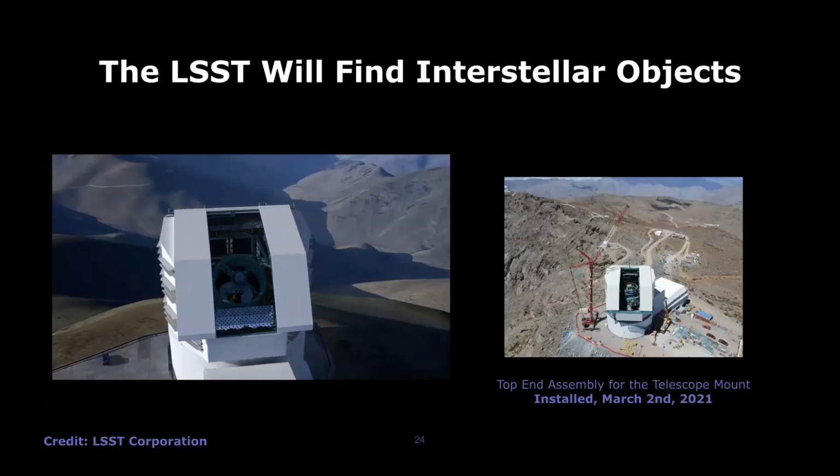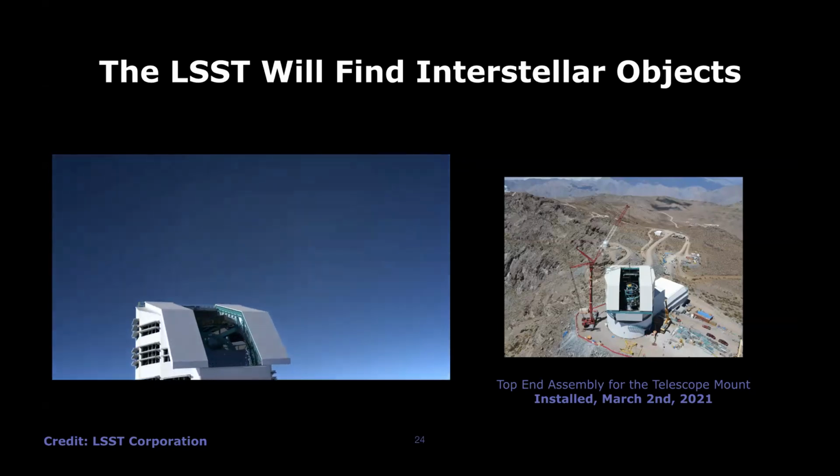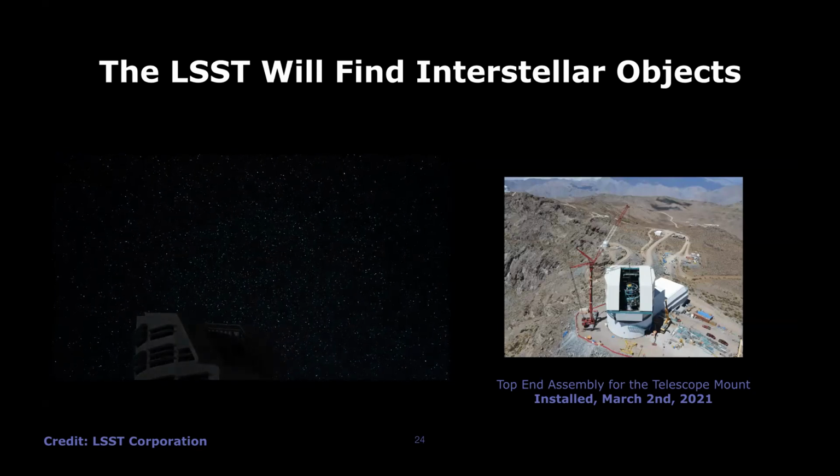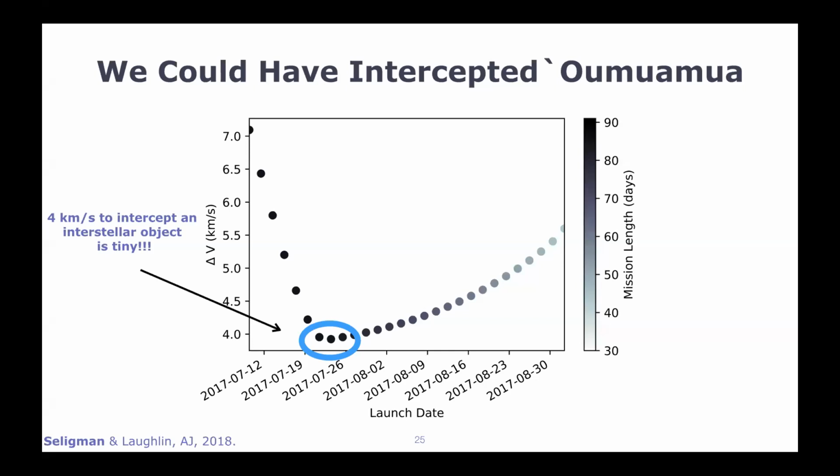And we should all be very excited because LSST should be coming online very imminently. What LSST is going to do is give us an unprecedented increase in sensitivity to detecting these objects. So we're going to get several orders of magnitude increase in sensitivity while surveying the entire southern hemisphere almost every night. And so this should greatly increase the number of interstellar objects that we will be detecting on a yearly basis.